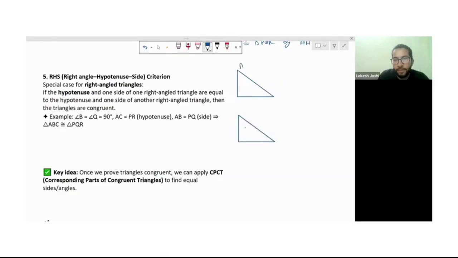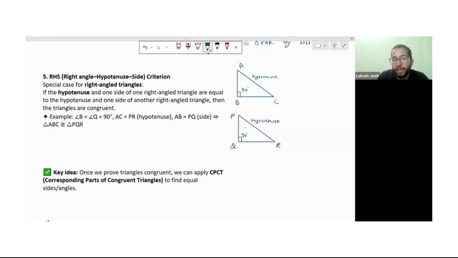Suppose the first triangle is A, B, C, and now the second is P, Q, R, such that angle B is equal to 90 degrees, and angle Q is also 90 degrees. In such a case, we can use the criteria: if the hypotenuse and one side of one right angle triangle are equal, which means the hypotenuse is AC there. And in this triangle, PR is our hypotenuse.